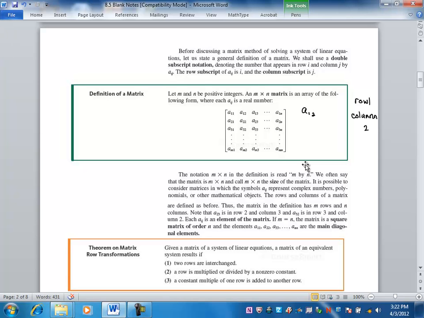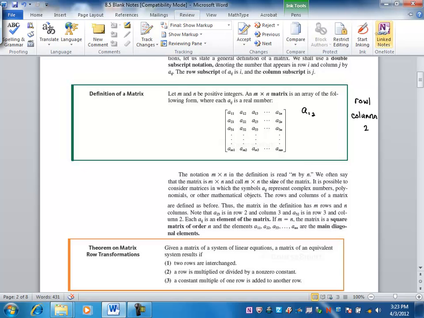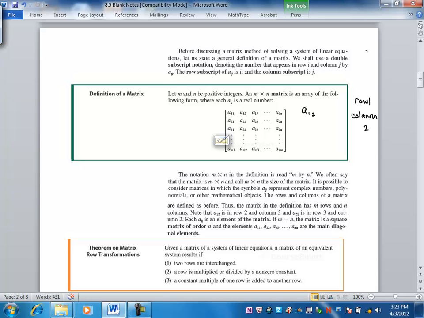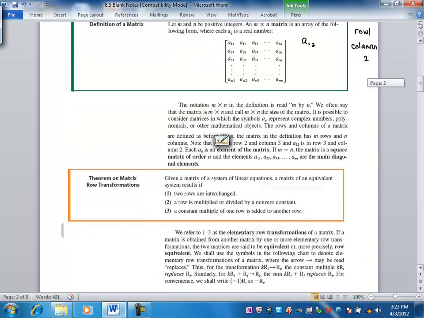Now, I think I mentioned this back a couple lessons ago. Theorem on matrix row transformations. I just want you to think that before, when we've been working with a system, we can change the order in which we list the two rows. We can do that. We can multiply a row or divide a row by a non-zero constant and then take that and add a constant multiple of one row to another. Row transformations there.